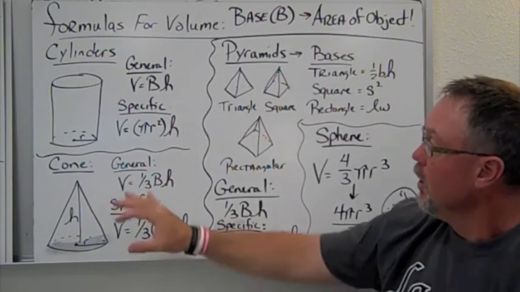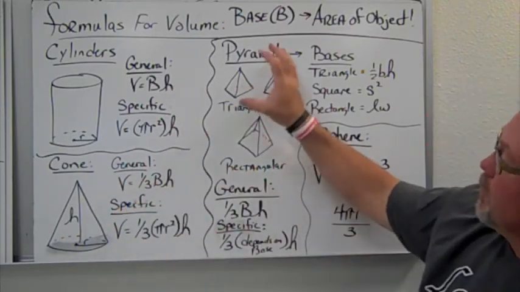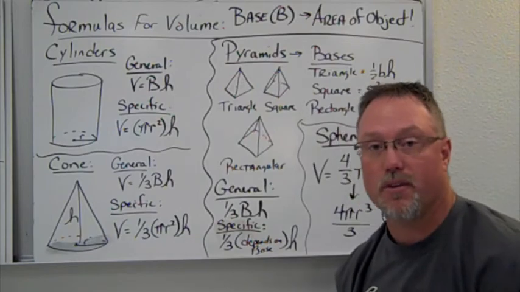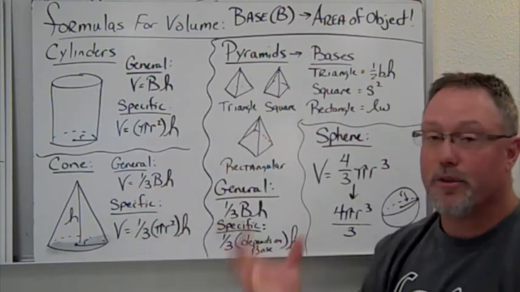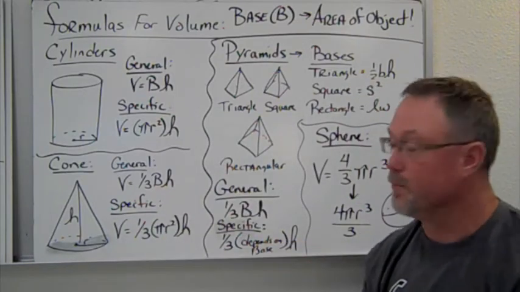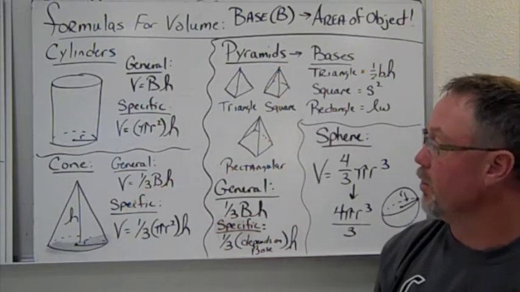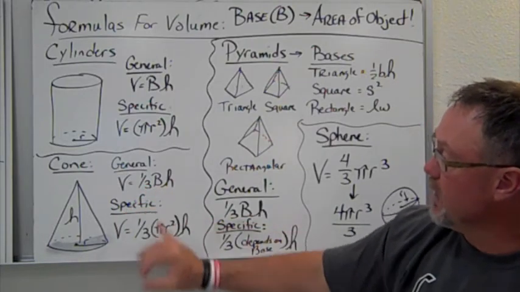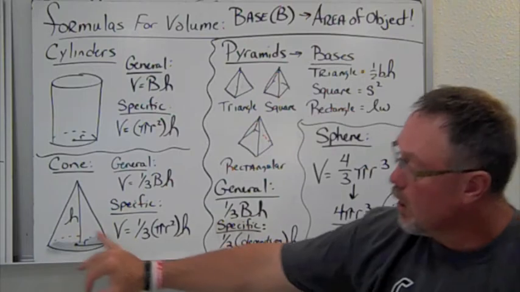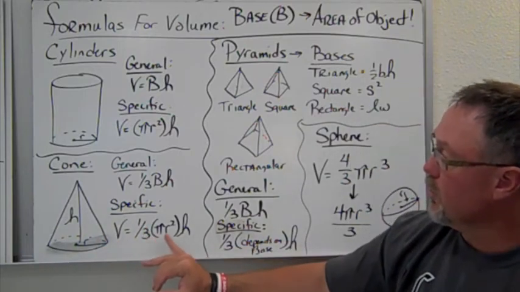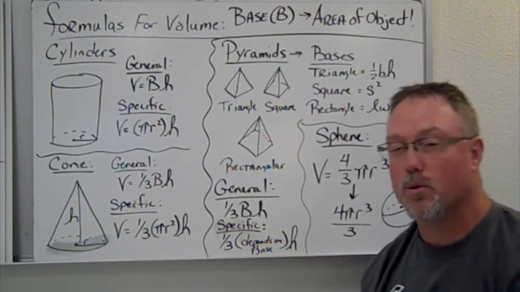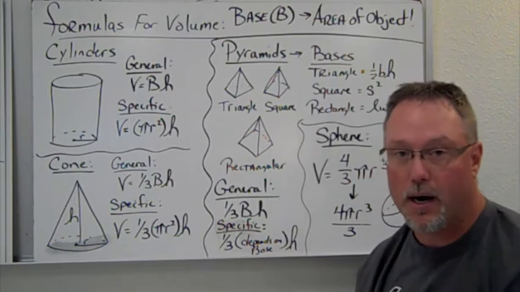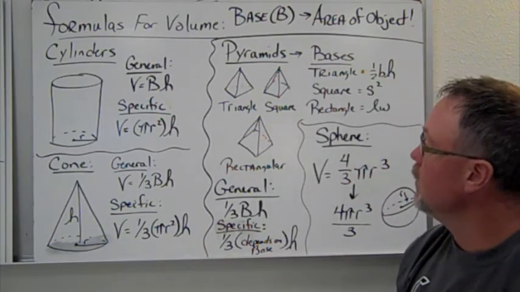For a cone and a pyramid, these are the other objects that we're going to be finding volume for. These are a third of the size of a regular prism. So you're going to have to deal with the 1/3 part of this. So again, the base is the area. So in a cone, our base is a circle. So 1/3 pi r squared, and we'll use 3.14 for the pi. And then we'll take it times our height.